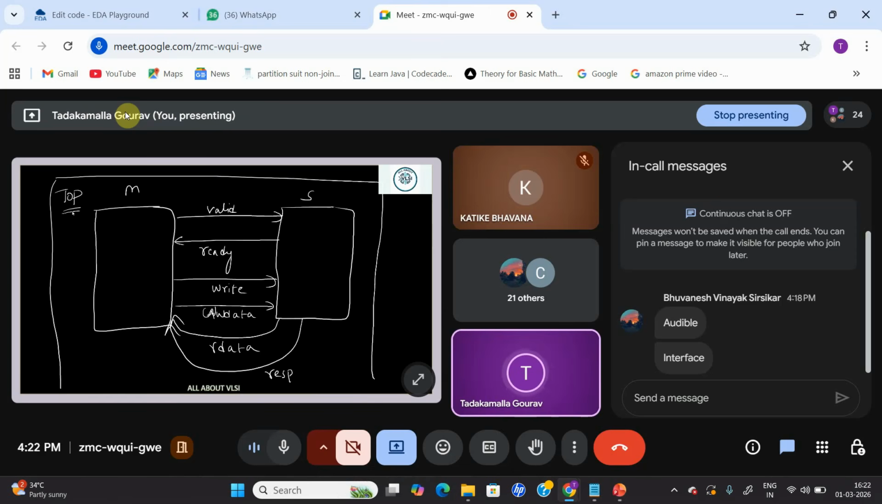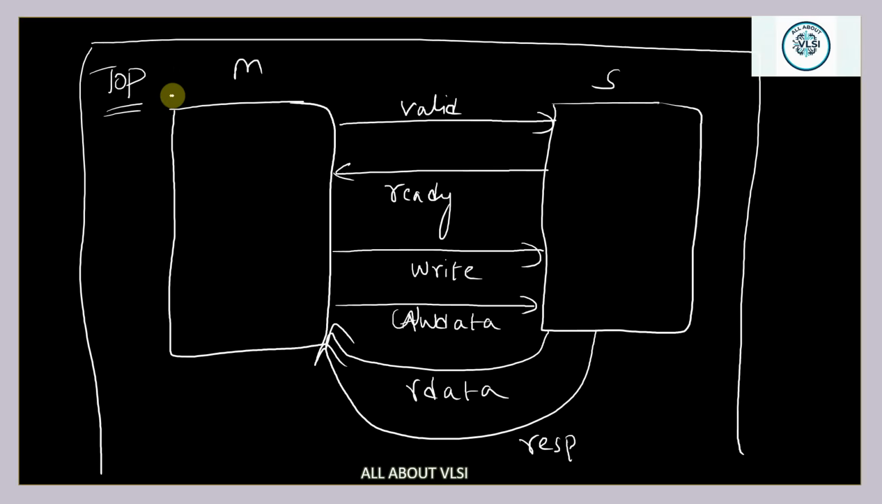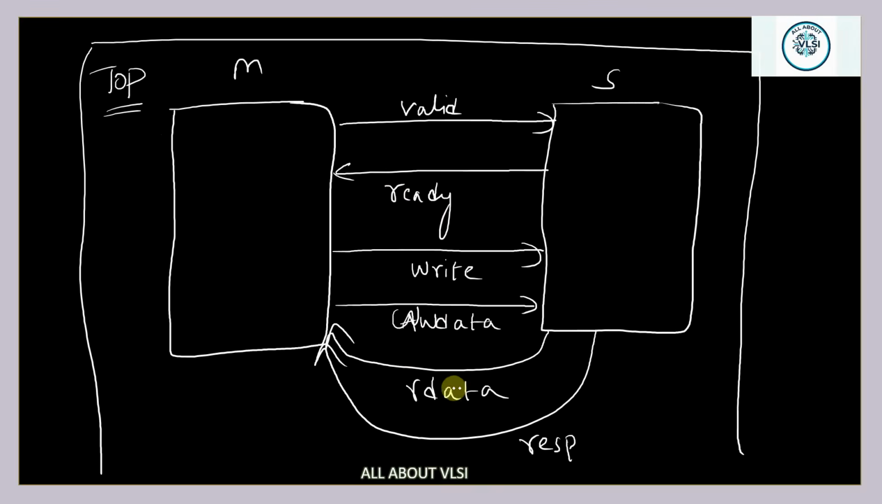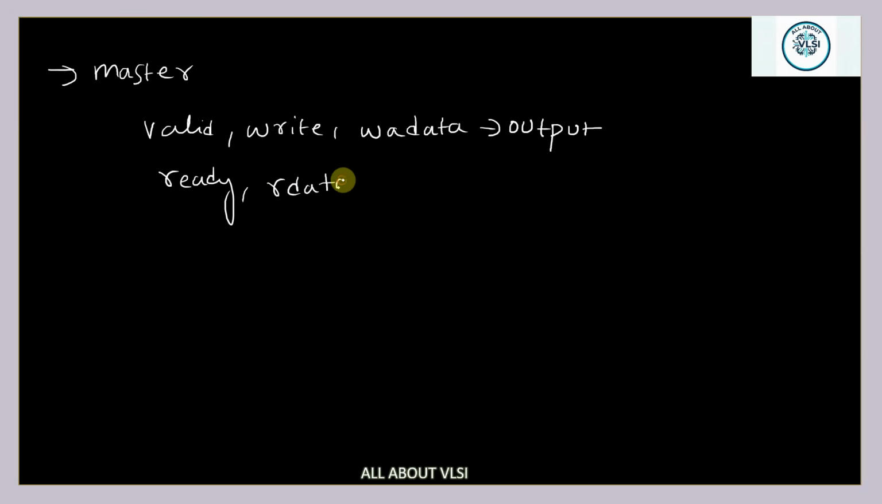Now in Verilog, if you want to do this particular connection, you are going to use either connection by name or connection by order. And in the master, you need to declare the signals. Let me show you. Inside your master, you need to declare the signals valid, write, and W data as your outputs. Using the output keyword, you need to declare them inside your module interface, and the ready signal, R data signal, and response signal you need to declare as input.